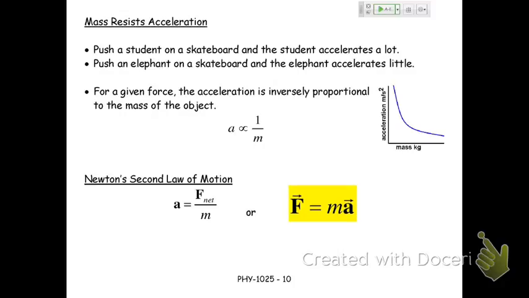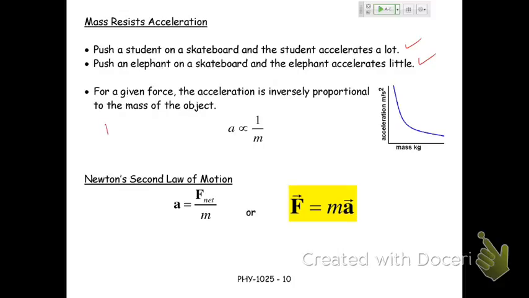Okay, another bit of a line. Mass resists acceleration. This is a way of reinforcing this. The more mass, the more reluctance you have to accelerate. That's inertia. So if we push a student on a skateboard, the student accelerates a lot. Push an elephant on the skateboard and the elephant accelerates a little bit. Same force, different masses, different amounts of acceleration. For a given force, the acceleration is inversely proportional to the mass of the object.